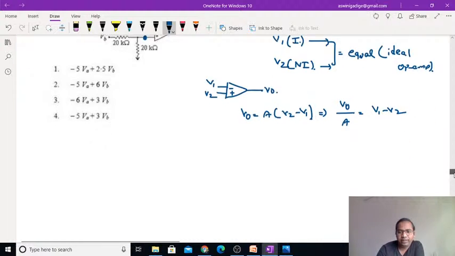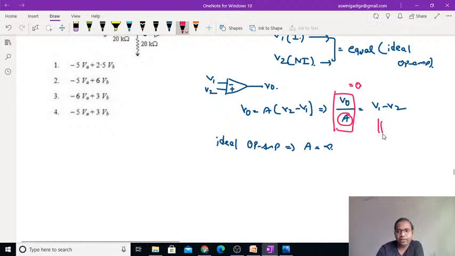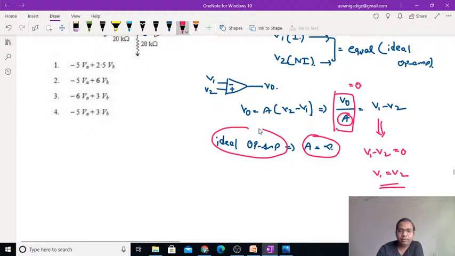So in the case of ideal operational amplifiers, we will take the gain as infinity. Okay, we will take the gain as infinity. So if I substitute infinity in this place, then this entire term becomes equal to 0. So now from this equation, I will get V1 minus V2 is equal to 0. That means V1 is equal to V2. That means the voltage at the inverting terminal and the non-inverting terminal will be the same in the case of infinite gain, or in the case of ideal operational amplifiers.